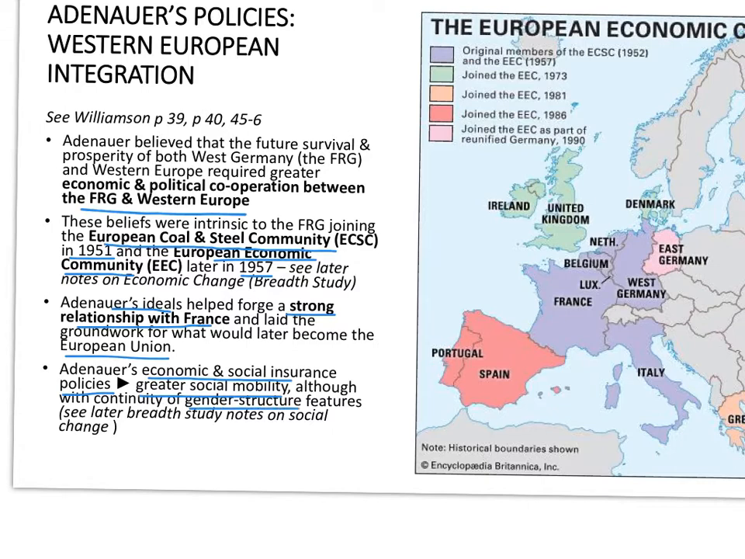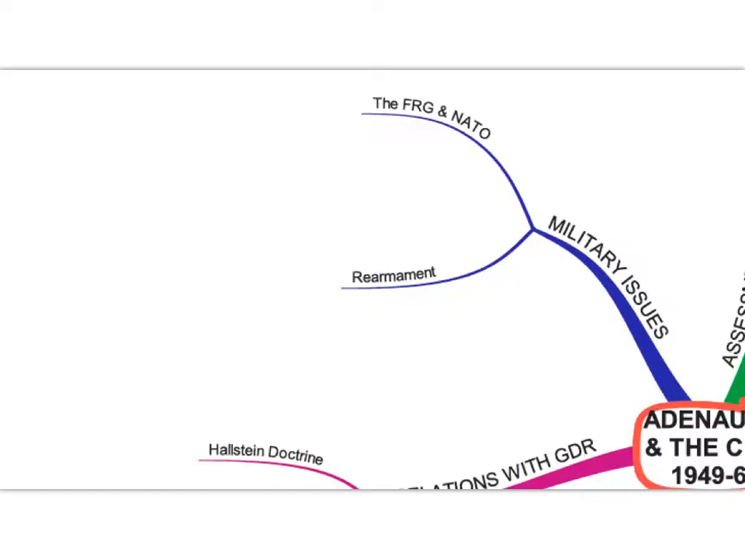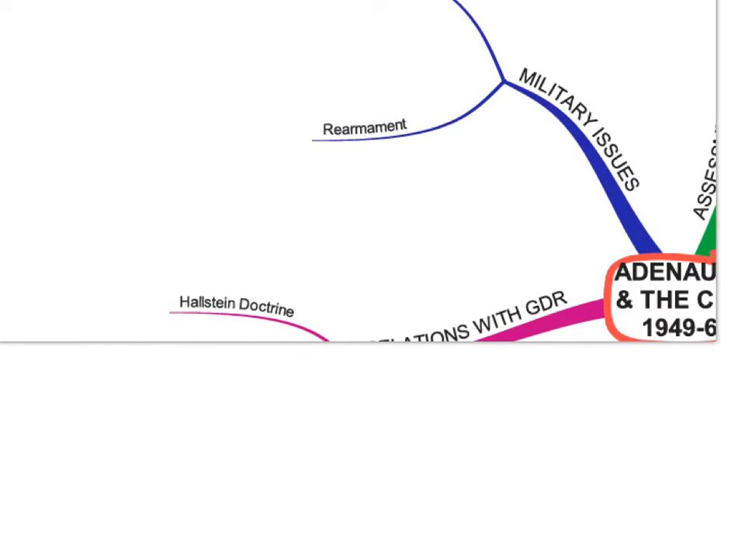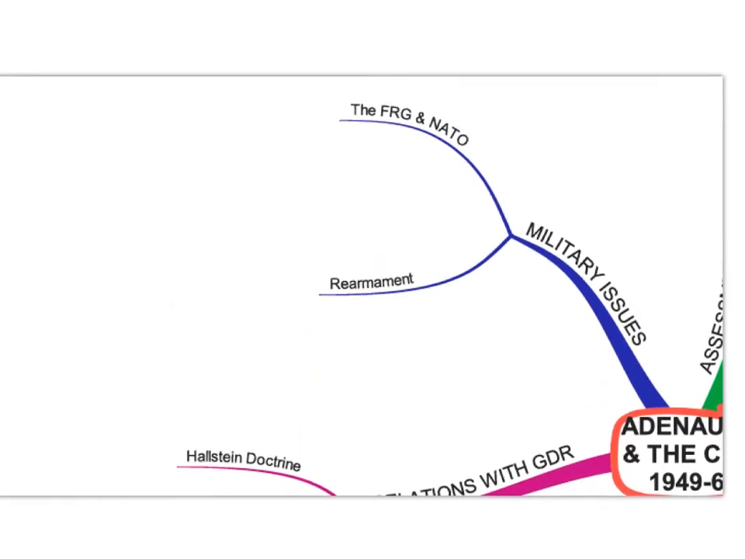So again, we'll pick that up and look at that in more detail when we do the Brett study, but you just need to be aware of that as a key feature. Okay, so Western European integration. Pulling back. Moving on to military issues.